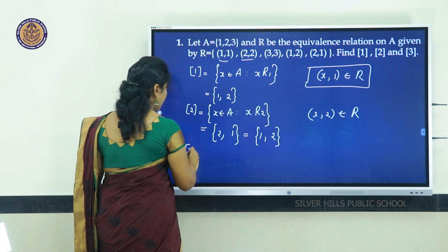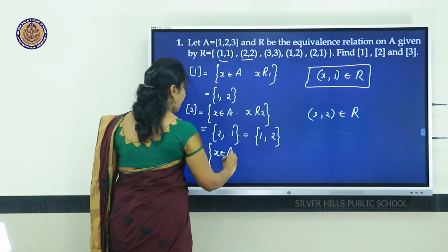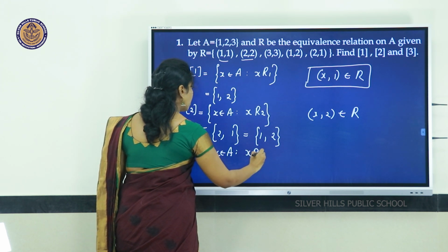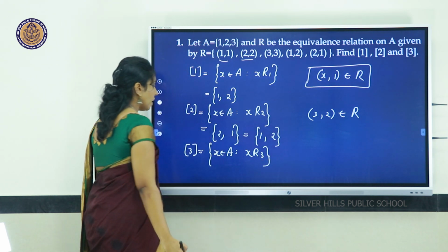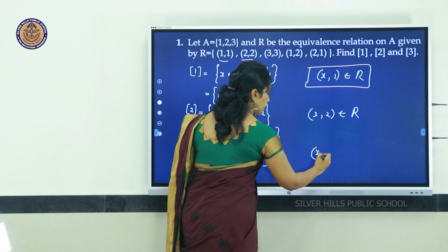So, equivalence class [3] is equal to the set of all x in A such that x is related to 3. x is related to 3 means I need to select a pair like this.